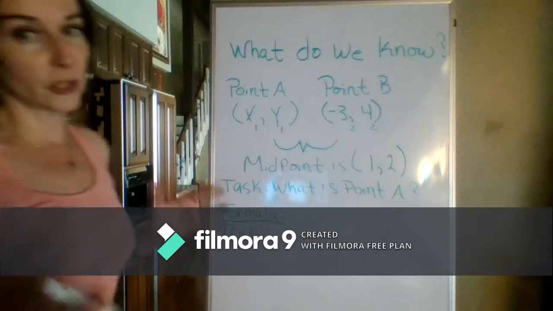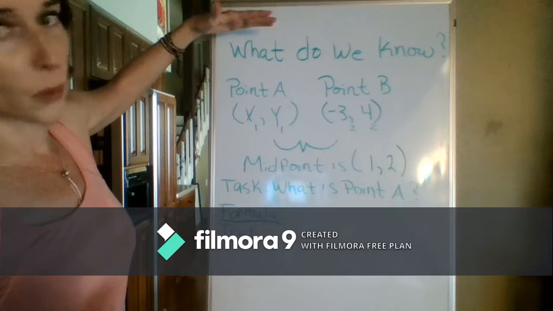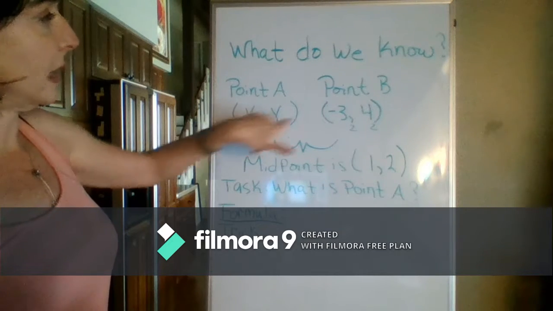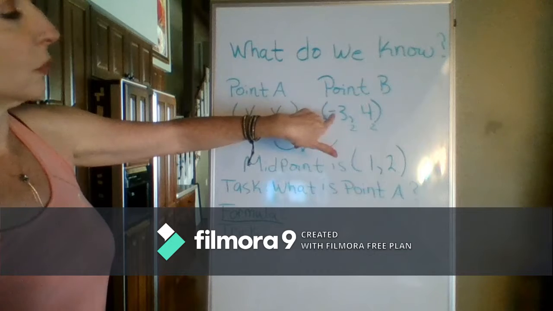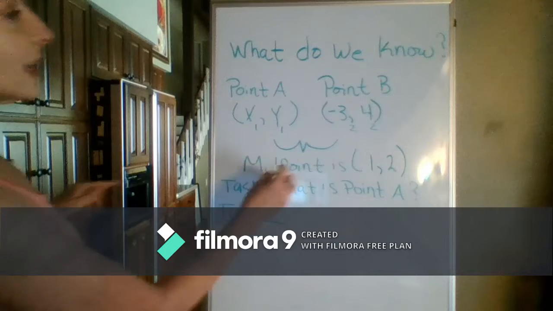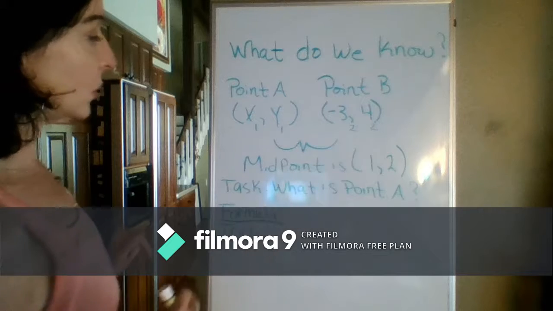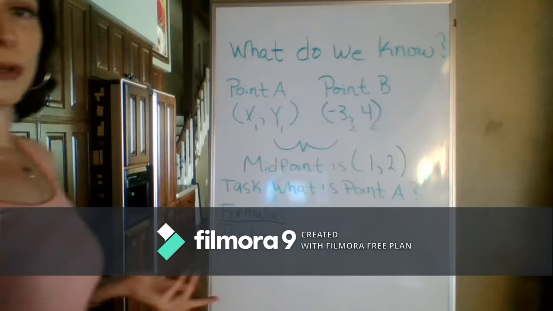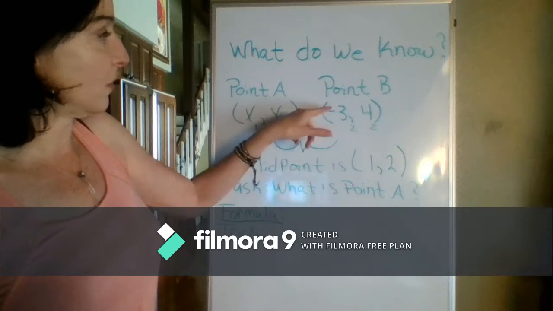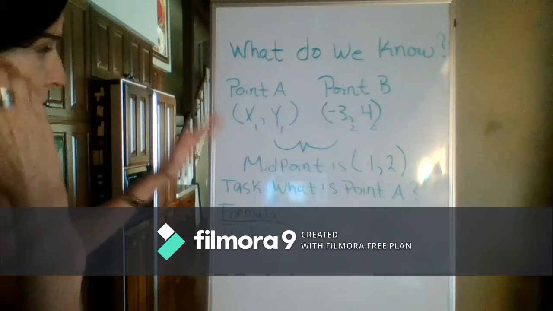So after looking at the question, if we start unpacking, let's write down what we know. The question tells us that we don't know point A, but we do know the coordinates of point B, -3 and 4. And then they tell us that the midpoint of point A and point B happens to be 1 and 2. So the task is, they're asking us, if we give you B and we give you the midpoint, what are the coordinates of point A? That's what we've got to figure out.